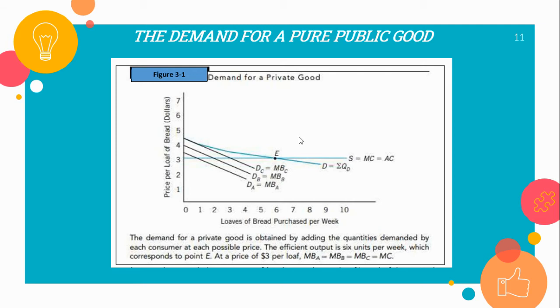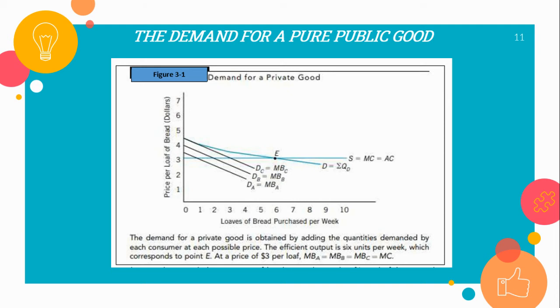So let's discuss the demand for a pure public good. The demand for a pure public good must be interpreted differently from the demand for a pure private good. The market demand curve for a pure private good gives the sum of the quantities demanded by all consumers at each possible price per unit of the good. For example, the market demand curve for a pure private good such as bread is illustrated here. So for any given price, a point on the market demand curve for a pure private good is found by simply adding the quantity that each individual would purchase at that price.